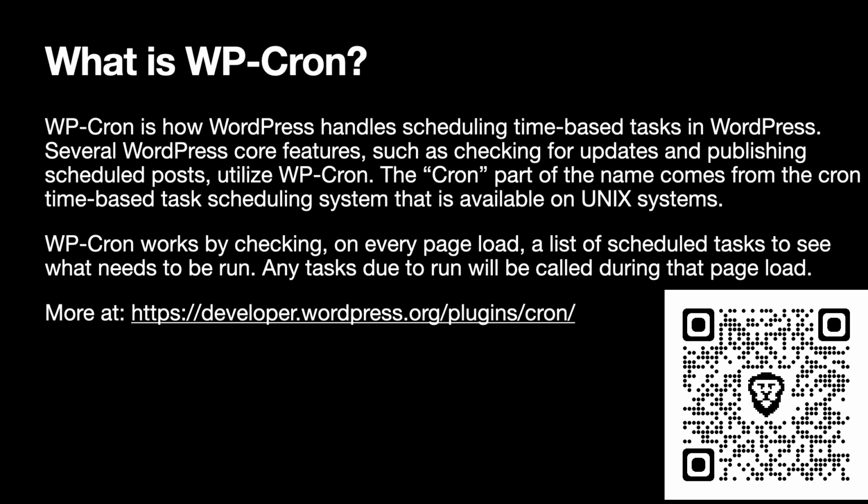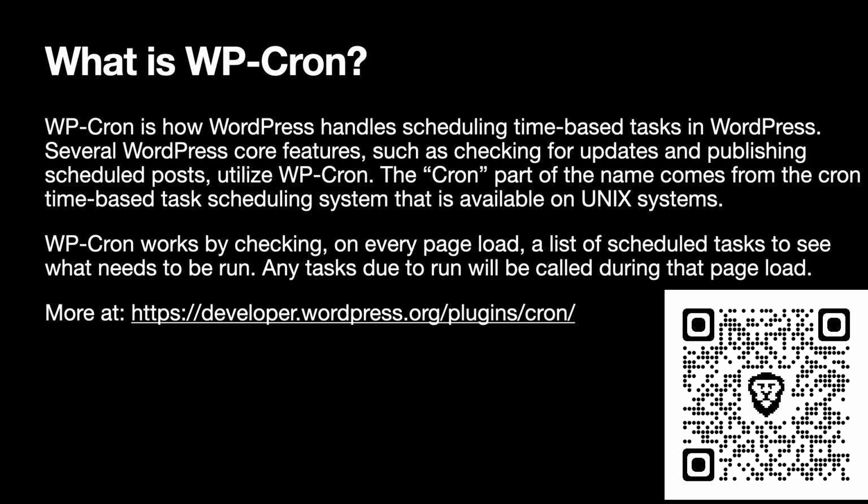WP-Cron is a system that's provided by WordPress core, and it's how WordPress handles scheduling time-based tasks, such as checking for available updates for your themes and plugins on the WordPress.org repository. Also for scheduling posts. The cron part of that, just for reference, comes from the Unix system called cron, which does handle running recurring and scheduled tasks.